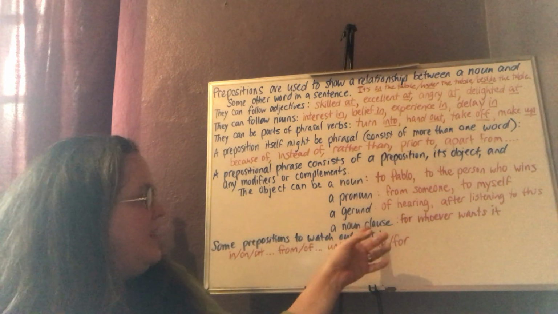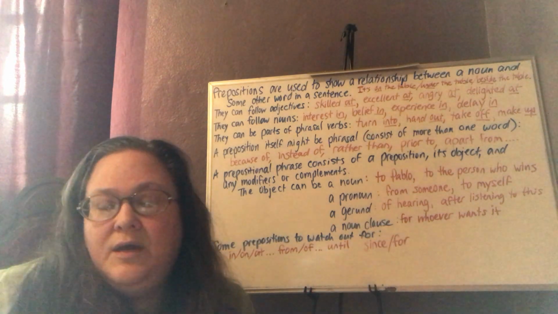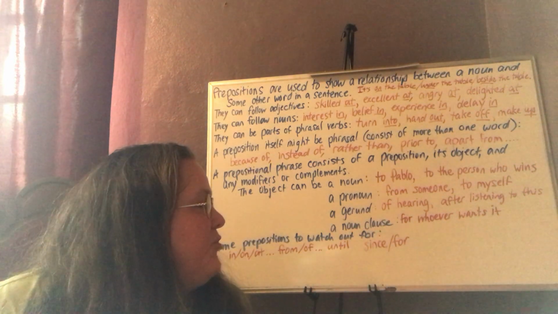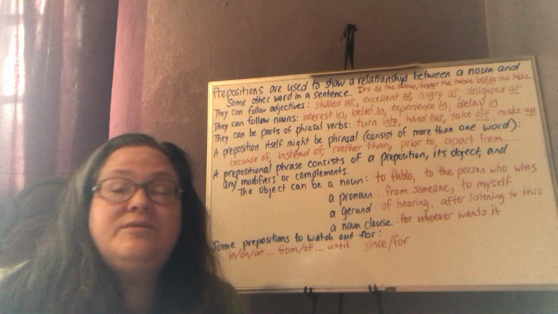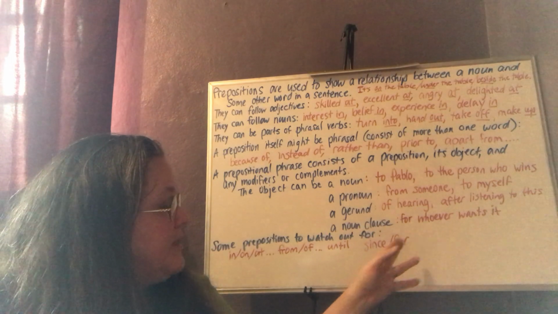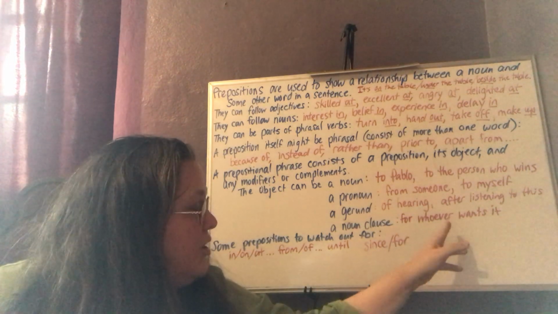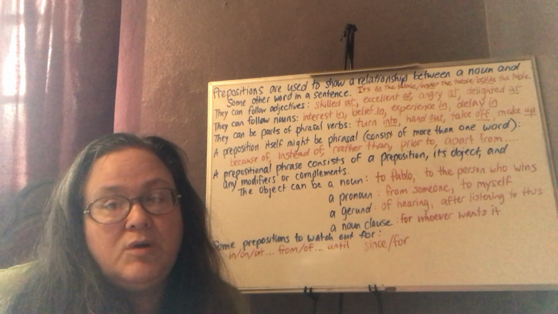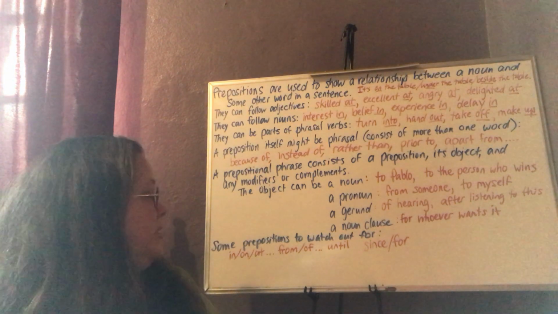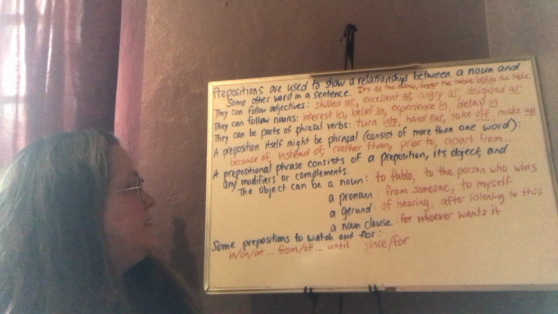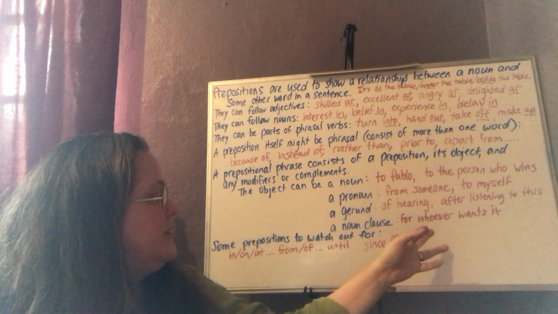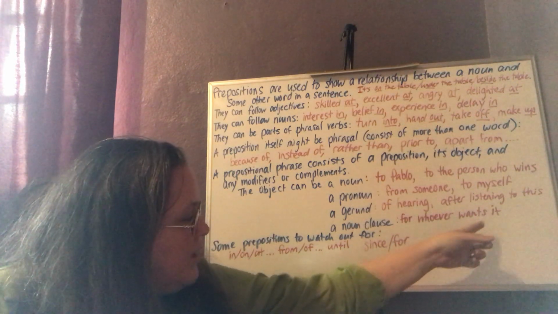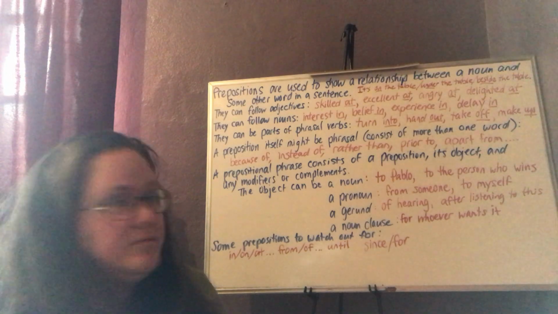Okay. A noun clause could also be the object of a preposition. So, for whoever wants it. I have more coffee for whoever wants it. In this case, the whole clause, whoever wants it, is the object of the preposition for. And I said modifiers or complements because here you have it is the complement of the verb wants. Okay.